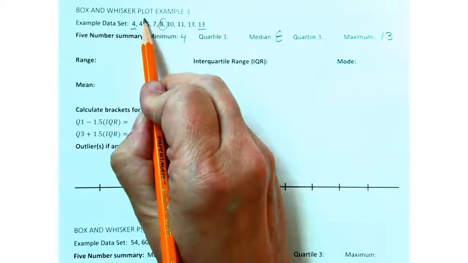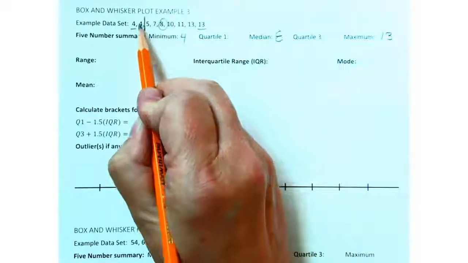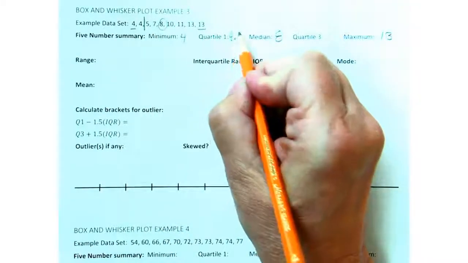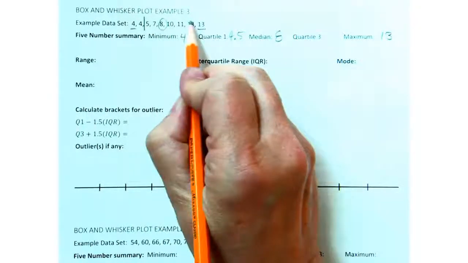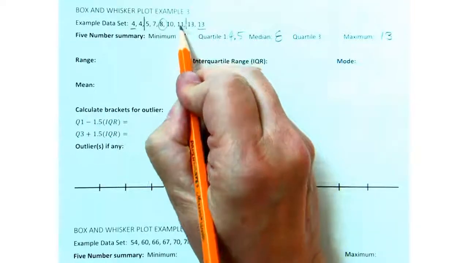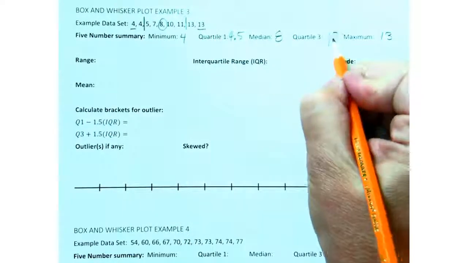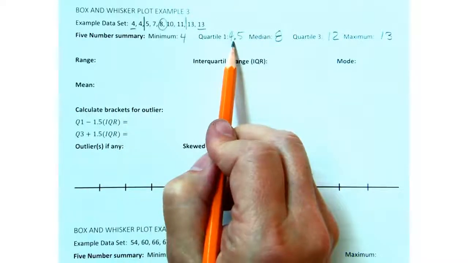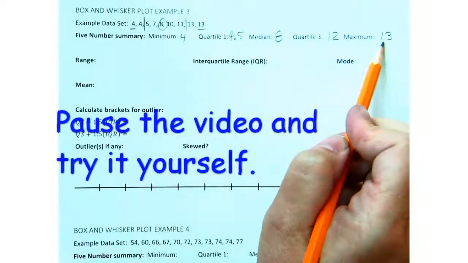Below the circled number there are 4 numbers. Draw a line between 4 and 5. Quartile 1 is 4.5. Above the circled number there are 4 numbers. Draw a line between 11 and 13. Quartile 3 is 12. We now have the 5-number summary. Pause the video and try the rest of this example yourself.